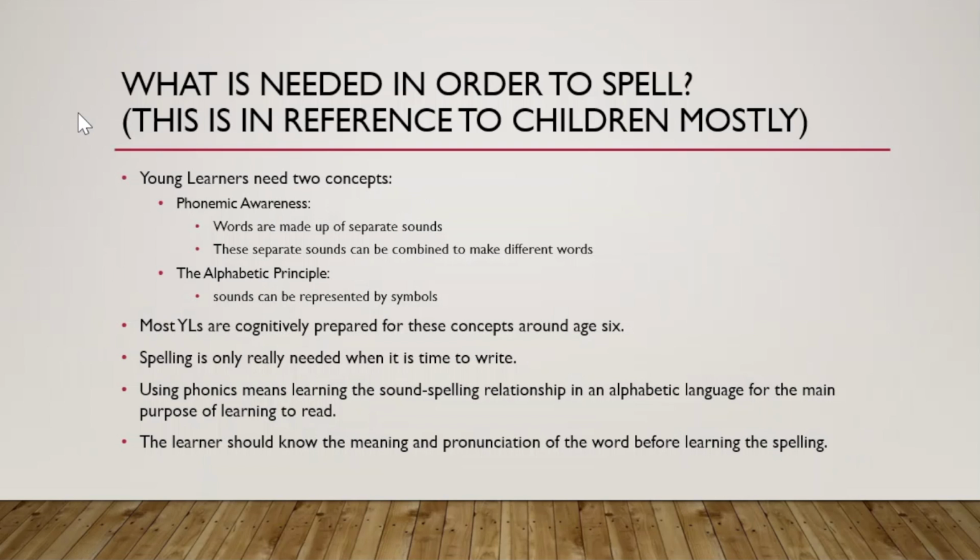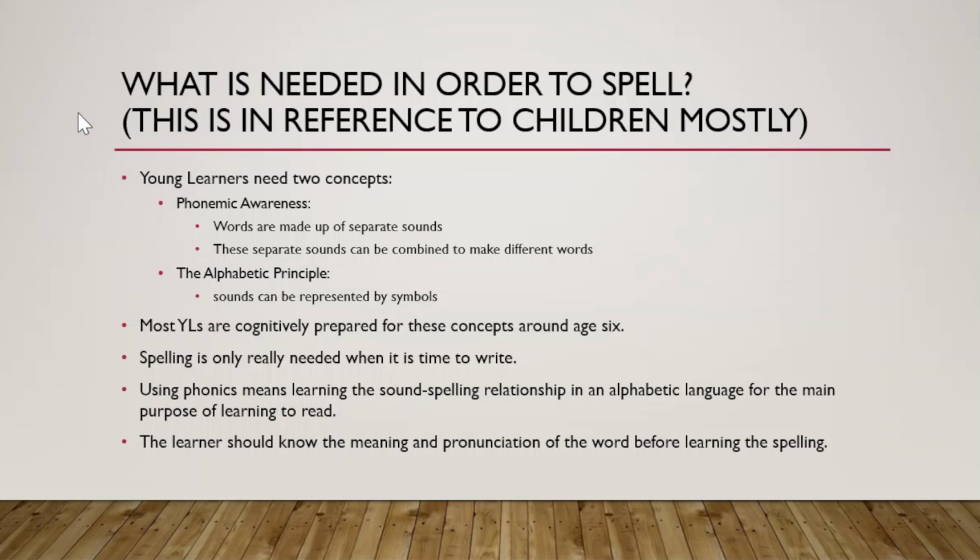Okay, let's take a step back and let's think about what's needed in order to spell. So we're thinking about children right here mostly. For young learners to learn how to spell, learn how to write, two things need to happen. They need to be phonemically aware. This means that the child has the concept that words are made of separate sounds, and those separate sounds can be combined to make different words. So we're talking about age 6 and under.